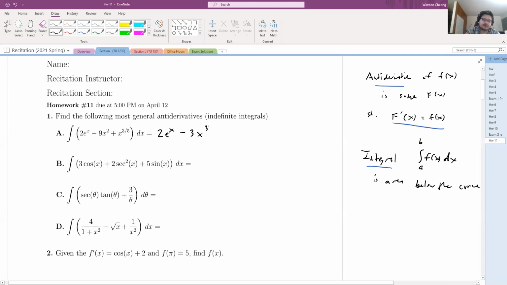so yeah, it'll be this, and you can kind of check this by then taking the derivative of this term and seeing that you get 9x squared.